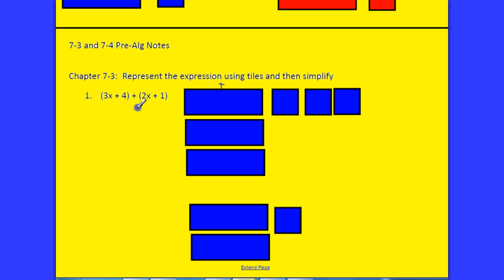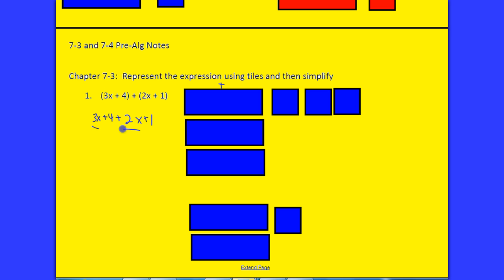And then underneath the expression, if you would draw the picture over to the side like I did, and then underneath the expression, notice what we have here. We have 3x plus 4 and 2x plus 1 as though the parentheses weren't there. We have the same thing as this, 3x plus 4 plus 2x plus 1. So this is just like the parentheses are not there.